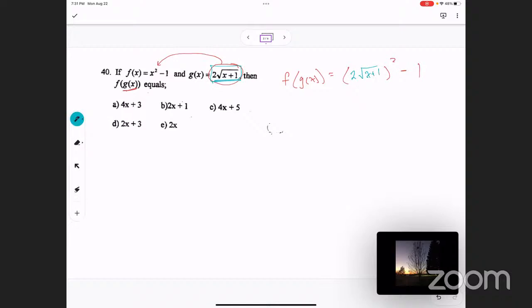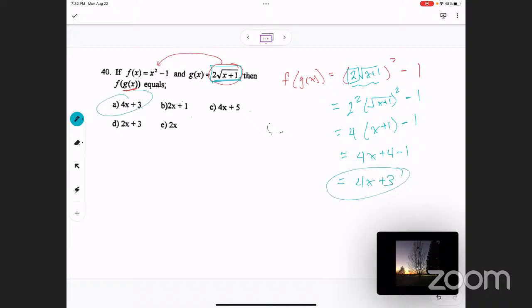Okay. Right? So, and how do I square this? Do you remember? Don't the square roots cancel out? Well, I also have to put the square in here though first, right? So it's 2 squared times the square root of X plus 1 squared, minus 1. So it equals 4 times X plus 1 minus 1. But now I distribute the 4 in, right? 4x plus 4. So 4x plus 3. And there's your answer.